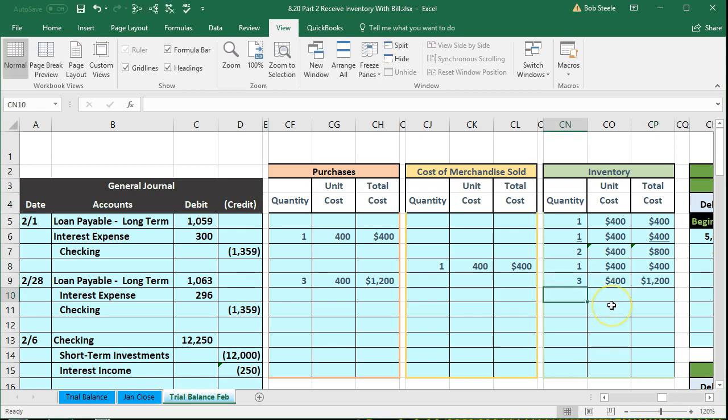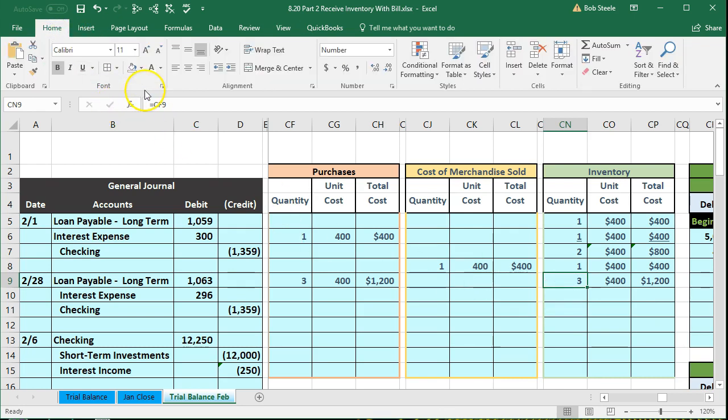Now this is the average method. We should be using the average. Note that we know that they're all going to cost 400 because they haven't deviated. But if they were to change in price, we would do the average method calculation. So let's do that now just to get practice. I'm going to underline this. I'm going to go to the Home tab. We're going to go to the underline and underline this.